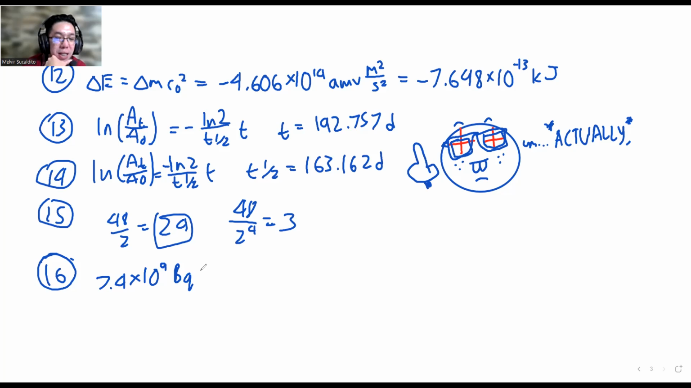Paki-check, Joshua, it's 10 to the 9. Baka may namali ka. Remember, it's millicurie, ha? So, I suggest from millicurie, convert to curie, and then, okay, good na. Ang typo po. Okay, so that's decay per second na, no?